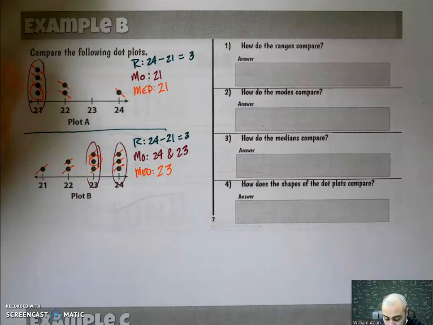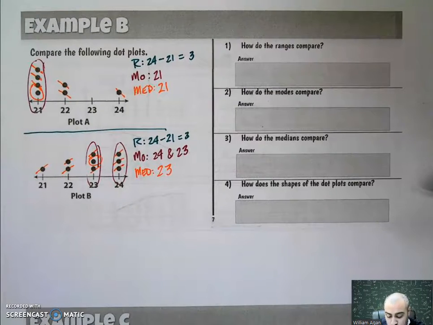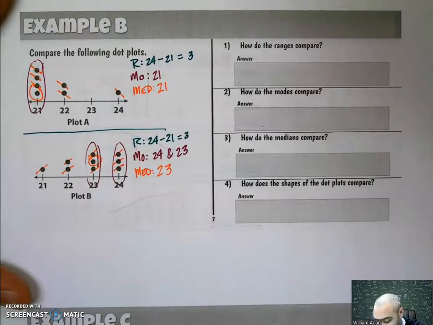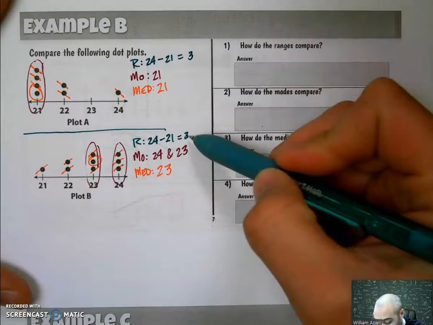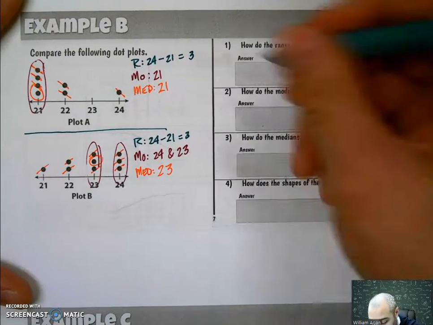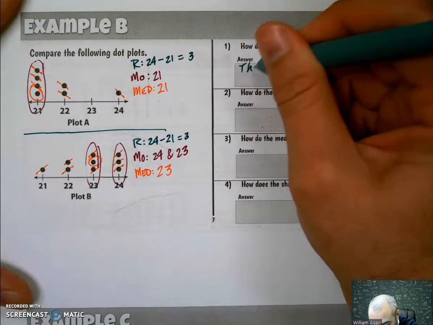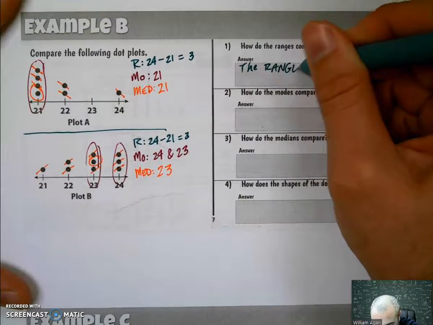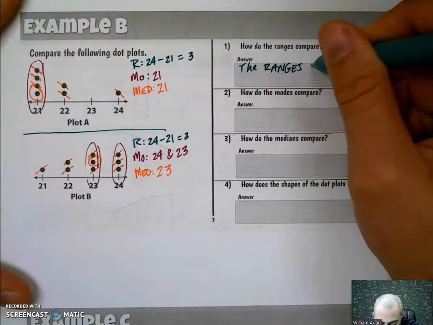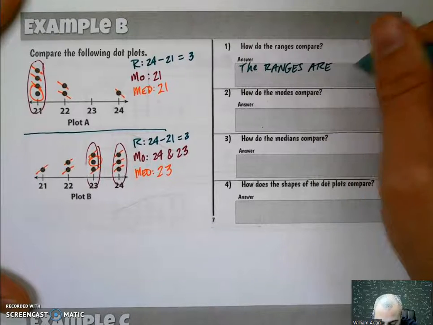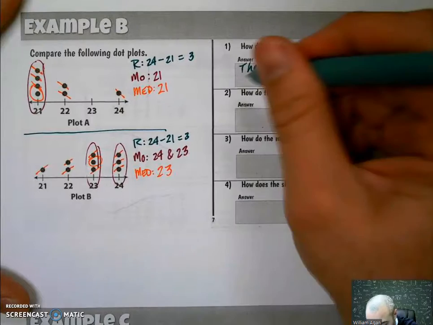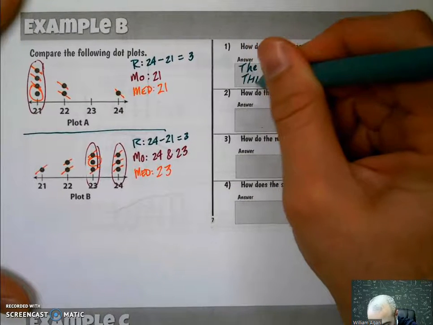All right, now that you have that information, you can answer these questions. One says, how do the ranges compare? Well, the range for this one is 3, and the range for this one is 3. The ranges are both 3. So how do they compare? They are the same.